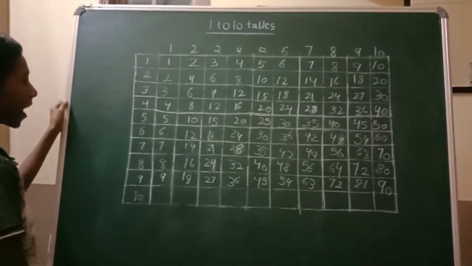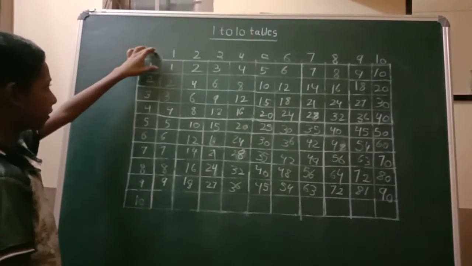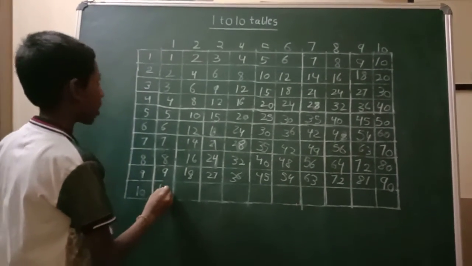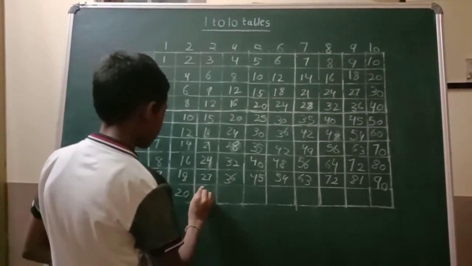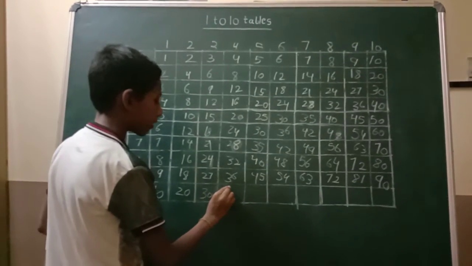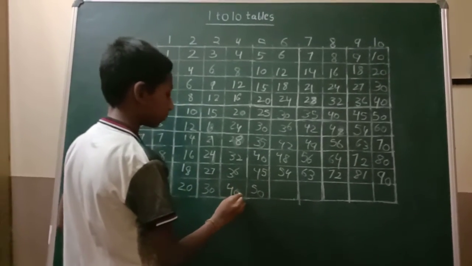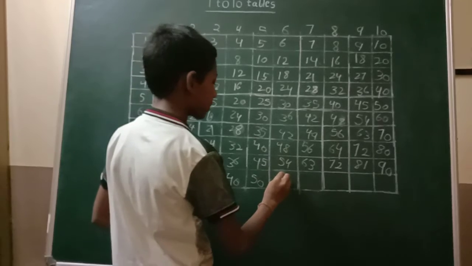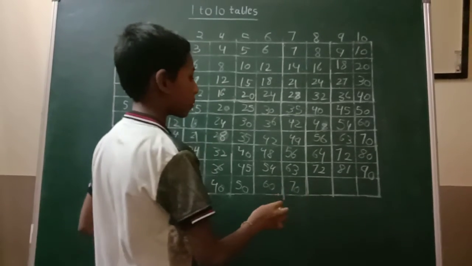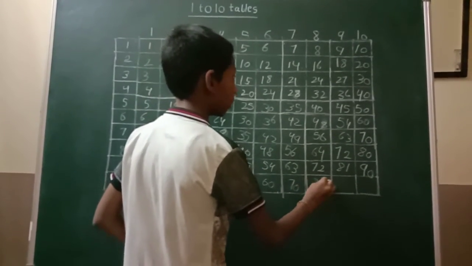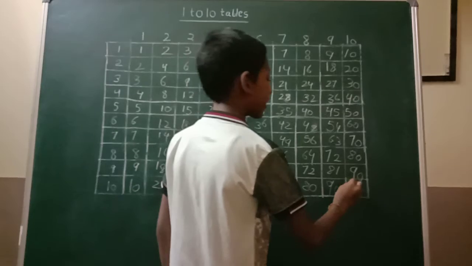I am writing table of 10. We should add heading and table of 9. 1 plus 9, 10. 2 plus 18, 20. 3 plus 27, 30. 4 plus 36, 40. 5 plus 45, 50. 6 plus 54, 60. 7 plus 63, 70. 8 plus 72, 80. 9 plus 81, 90. And last, 10 plus 90, 100.